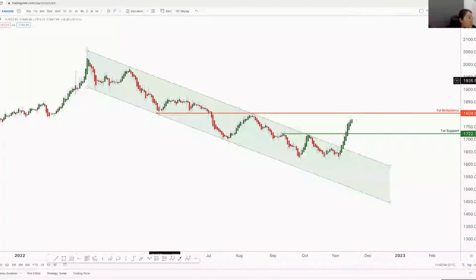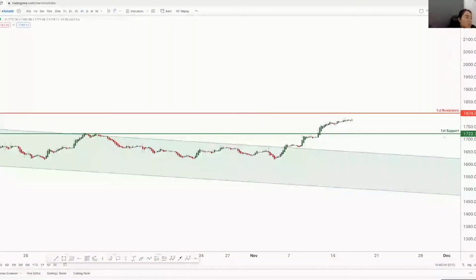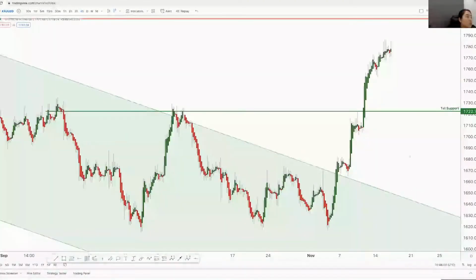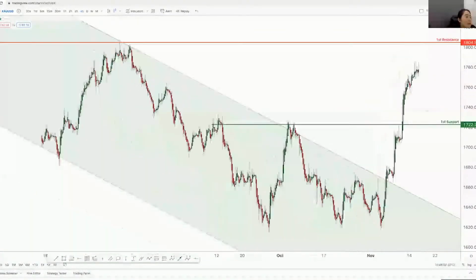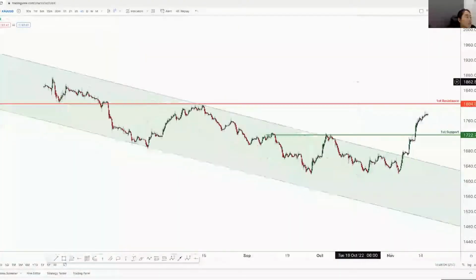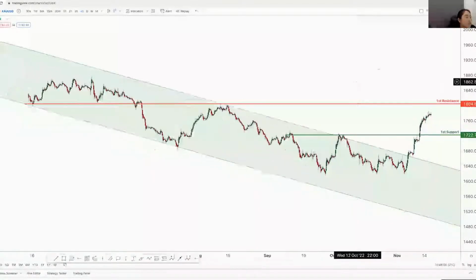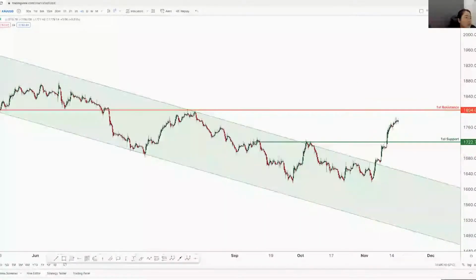We've got that. Let's go down to the smaller time frame. Now, what we're going to do is combine.